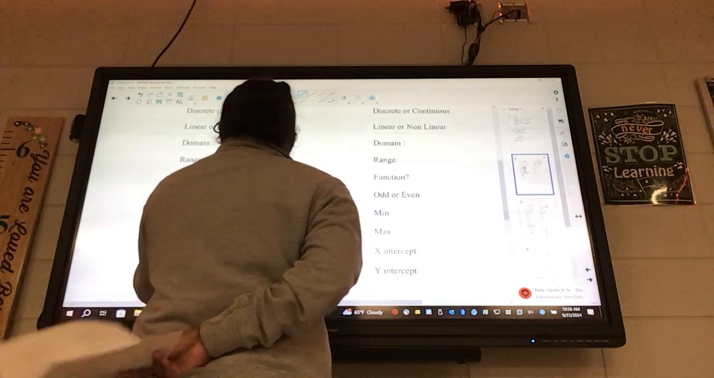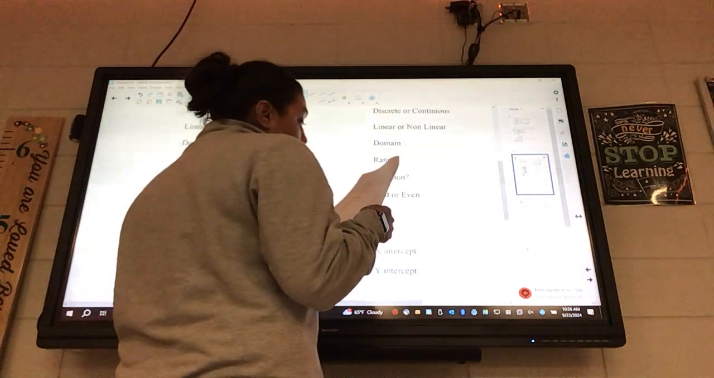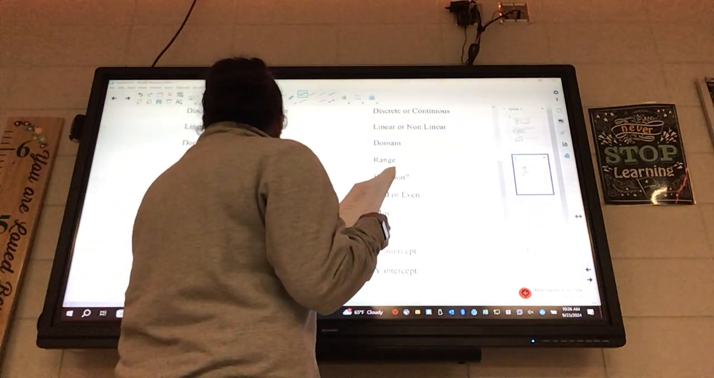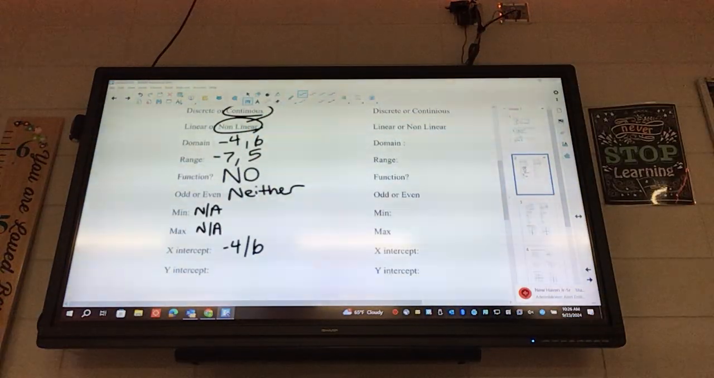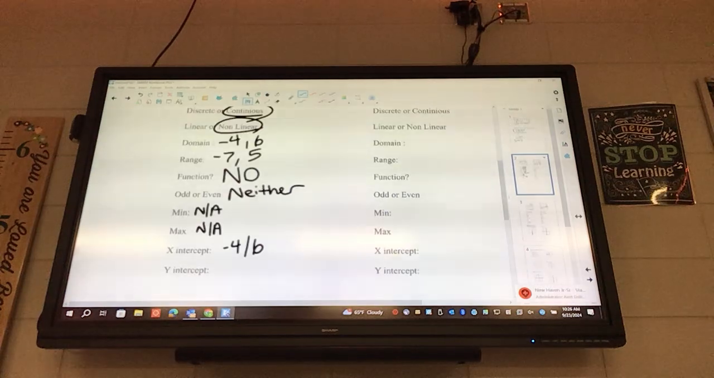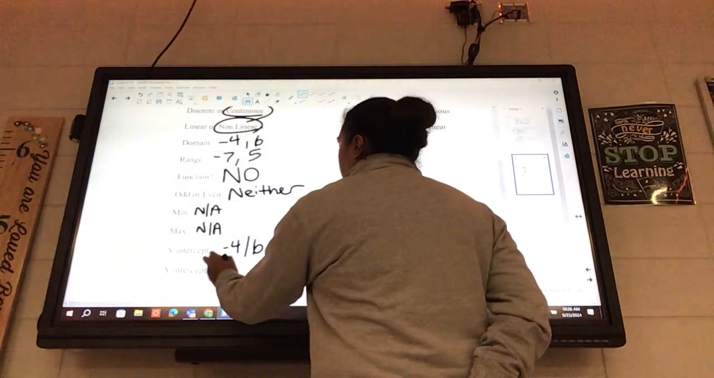X-intercept, where does it cross the X line? -4 and 6. -4 and 6, I agree. Okay, the Y-intercept, where does it cross the Y line? -4 and 3. -4 and 3.